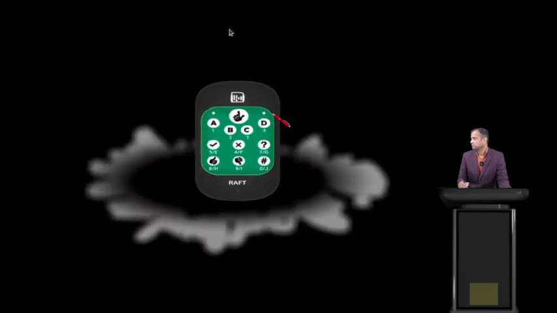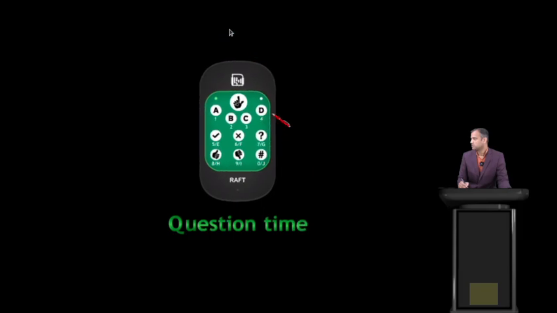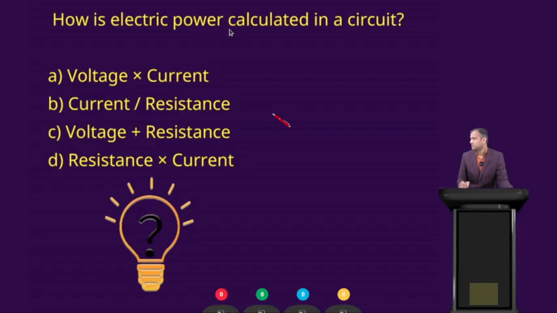Okay class, again question time. How is electrical power calculated in a circuit? And your time starts now. What is the formula of electrical power? Okay, your time is over. Yes, it is A, voltage into current.